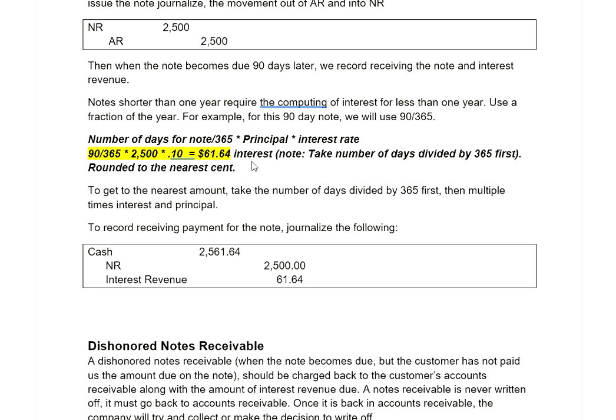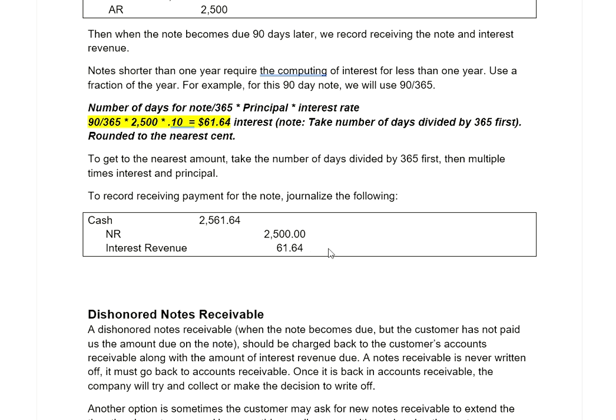Therefore, when the customer pays the note plus the interest, we will debit cash for $2,561.64. That's the amount of the principal of the note plus the interest revenue. I will take it out of notes receivable by crediting notes receivable for $2,500. And I've earned some additional revenue, so I will credit interest revenue for $61.64.